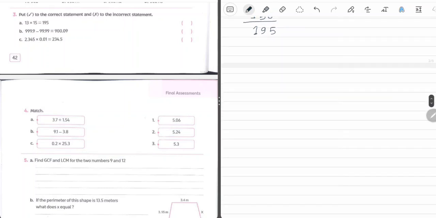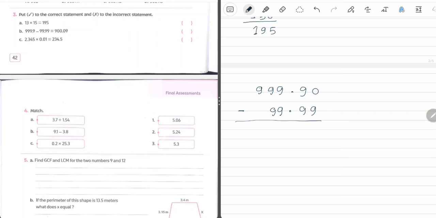Let's move to the second one. 999.9 minus 99.99. Okay, the decimal points are lined up, and with 2 digits and 1 digit, you have to add a 0.